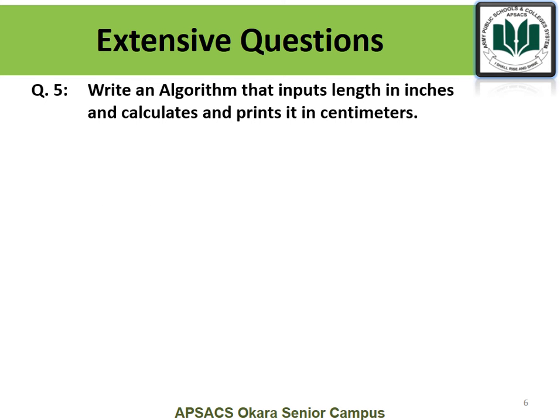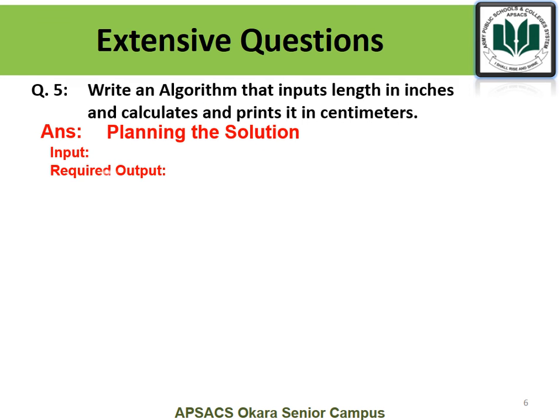Write an algorithm that inputs length in inches and calculates and prints it in centimeters. We have to find the length in centimeters from inches. Suppose we are given the value 5 inches and we have to convert 5 inches into centimeters. I will explain the formula for this. Let's start with the solution. Planning the solution has 3 stages: input, required output, and processing.